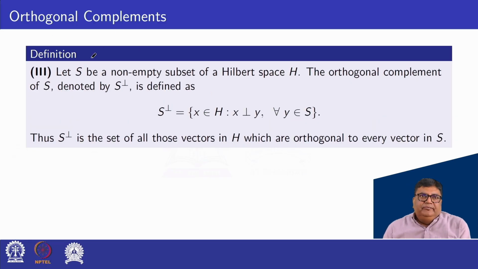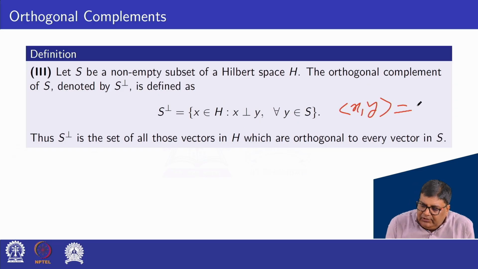Orthogonal complements. Let S be a non-empty subset of a Hilbert space H. The orthogonal complement of S, denoted by S perpendicular, is defined as S perpendicular equal to the set of x, elements of H, such that x perpendicular y for all y belonging to S. Okay. So S perpendicular, that is x is an element of H, y is an element of S. Okay. When x perpendicular y, that is inner product of x, y equal to 0.